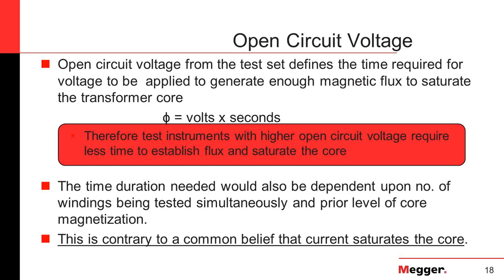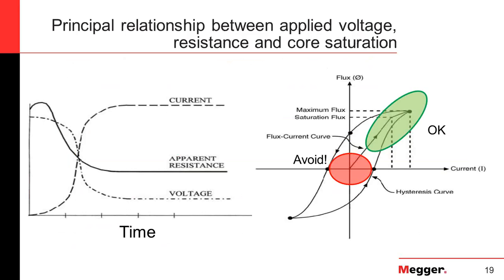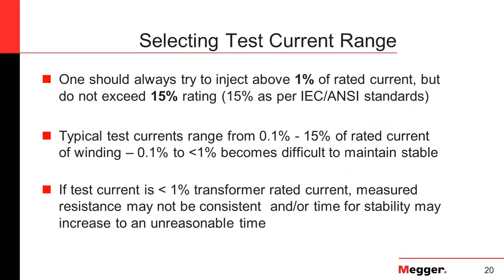So if we look at the actual saturation characteristic as you're saturating the core, and this is on the right, you can see what happens to the current and the voltage. As the current goes up, the voltage drops down, and then we reach the saturation where there's a maximum flux, and then there's a particular minimum saturation level in green. The area we'd like to avoid is in red. And in this case, it's not the voltage that assists us in avoiding this level. This is now related to selecting a test current.